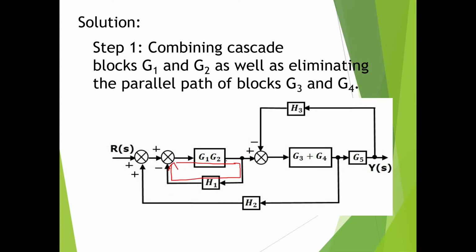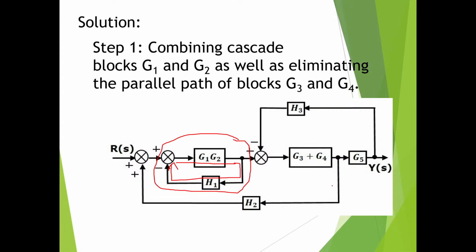Now you just observe here G1, G2 and H1. There is a feedback path, isn't it? There is a return path within this loop. That means this whole system is a feedback loop. So you can eliminate the feedback path. Next, step number 2, what I can do is eliminate the feedback path.